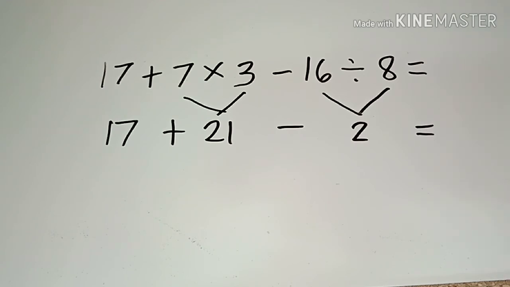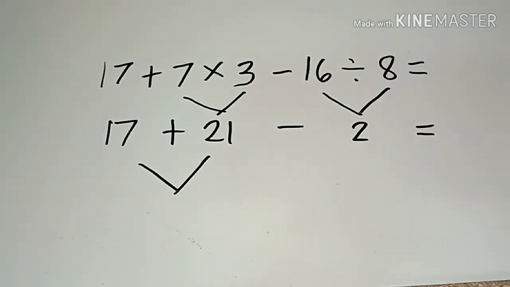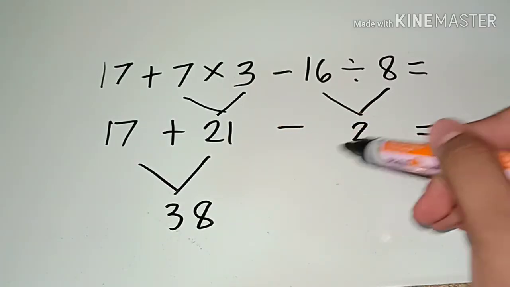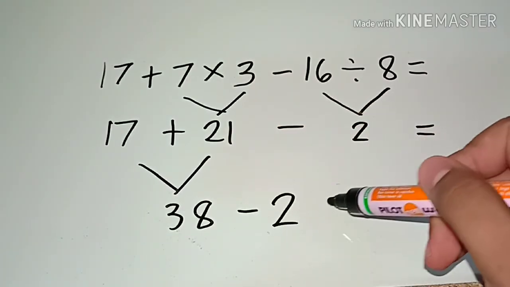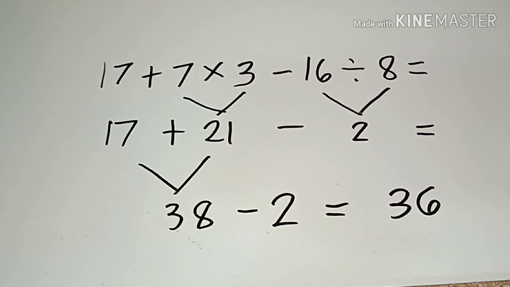So next is addition or subtraction, whatever comes first from left to right. So we do first 17 plus 21, and it will give you 38. Then just simply copy this one. 38 minus 2 is equal to 36. That means 17 plus 7 times 3 minus 16 divided by 8 is equal to 36.